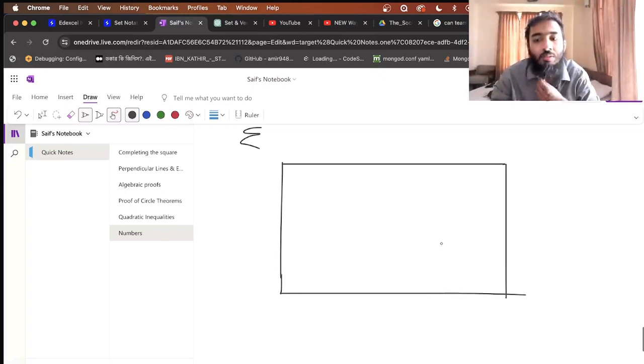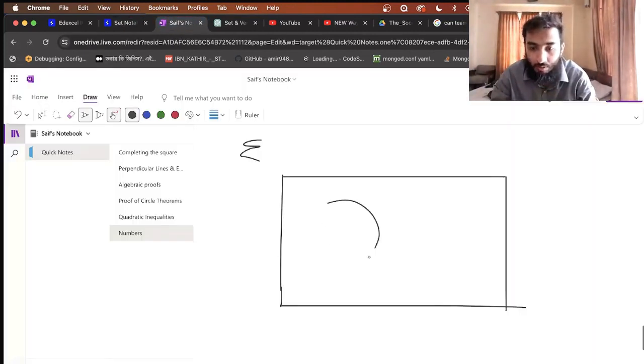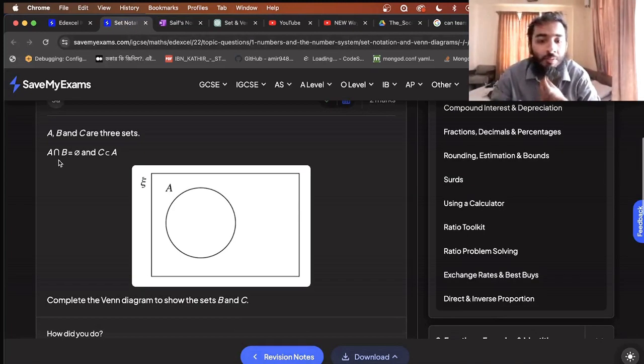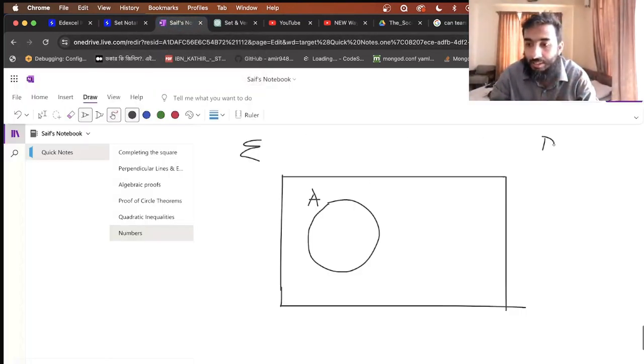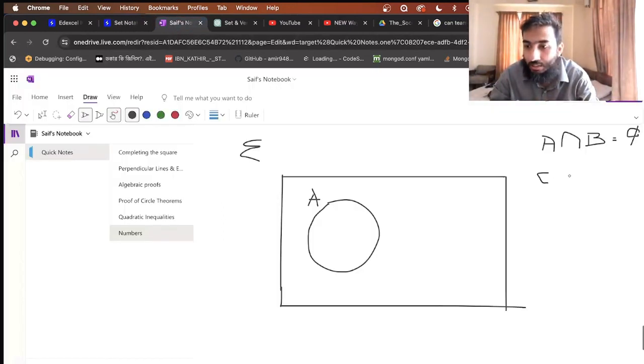There is a circle within the universal set, and this circle represents set A. The information given is that A intersection B is a null set and C is a subset of A. There is another set, B, and there is nothing common between A and B. The common part is the null set, so there are no elements common between A and B. Another piece of information is that C is a subset of A.